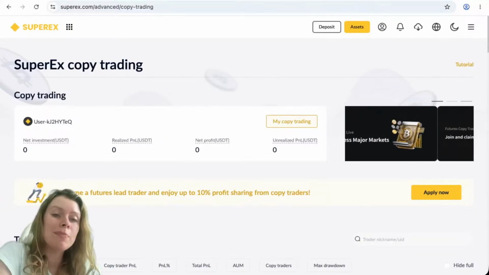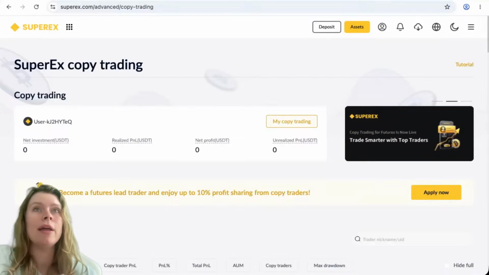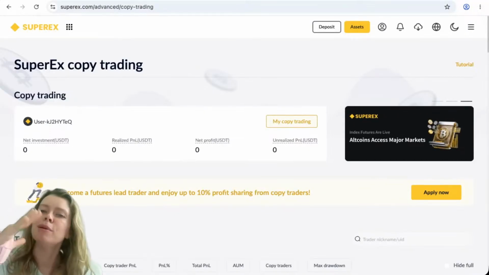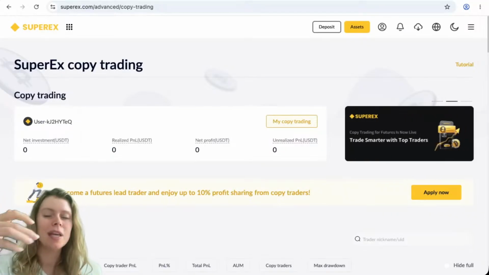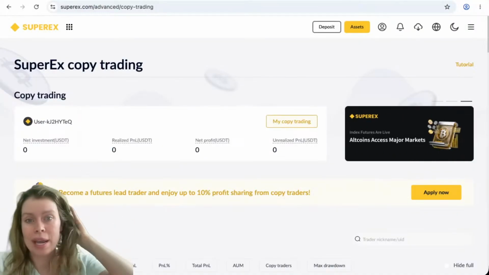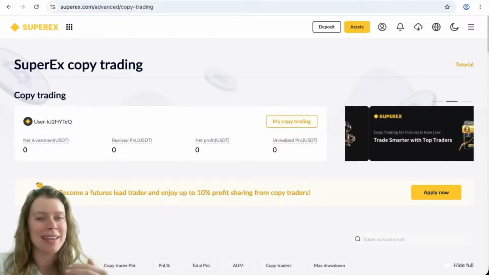What's the minimum? 10 USDT is the start for copying minimum, and the maximum is 200,000. And remember, guys, with discretion, if this is your first time copying someone, start small. You just want to see how they're playing. Even though you've got all the stats on how their trades have gone throughout their time, it is still good to start small and just see how everything goes.